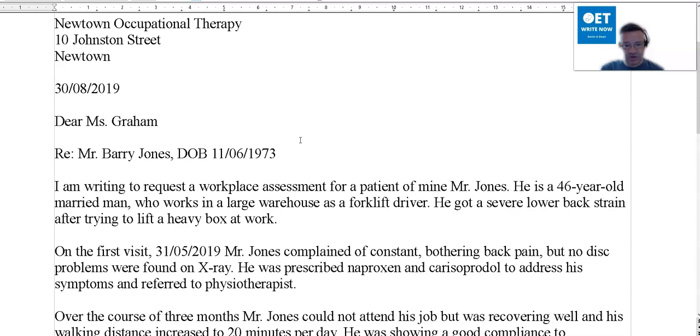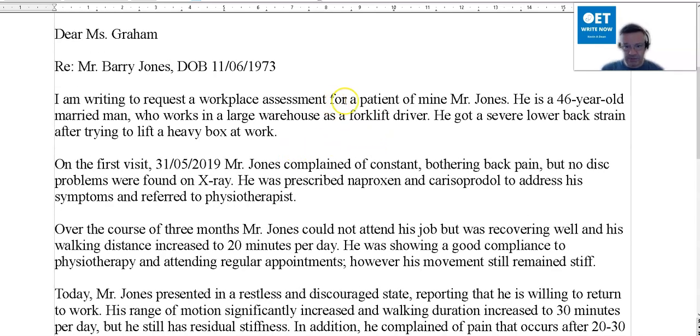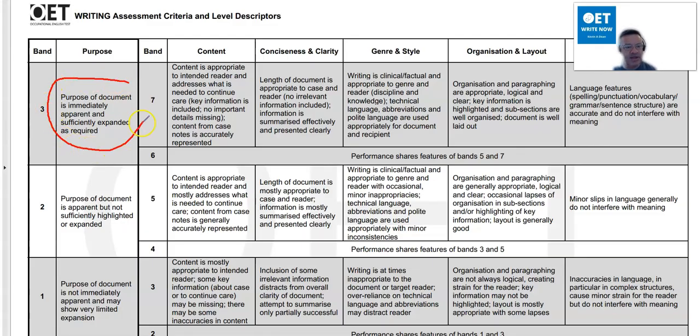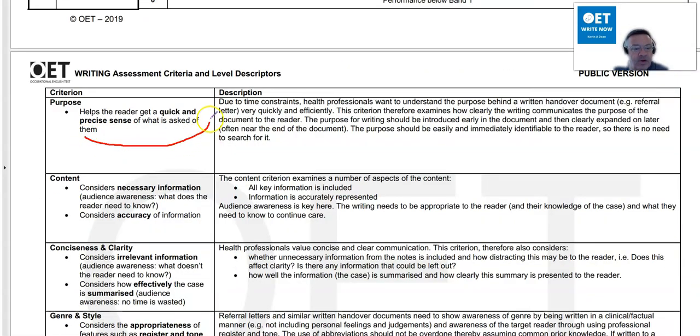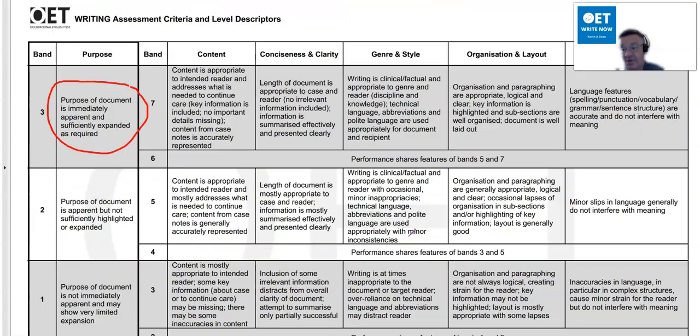So, Mr. Barry Jones, right, to request workplace assessment for... Now, you don't need to see this from a patient of mine, because you're not going to be referring somebody else's patient, really, are you? So, this purpose, right, it says immediately apparent, sufficiently expanded as required. But look, quick and precise, right? Quickly, efficiently, easily identifiable, yeah. So what we don't need here is too much information in the purpose, right? We don't really need that.